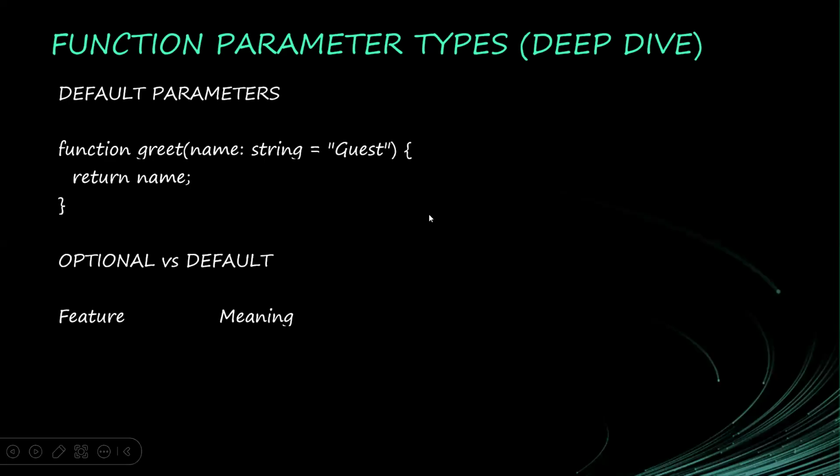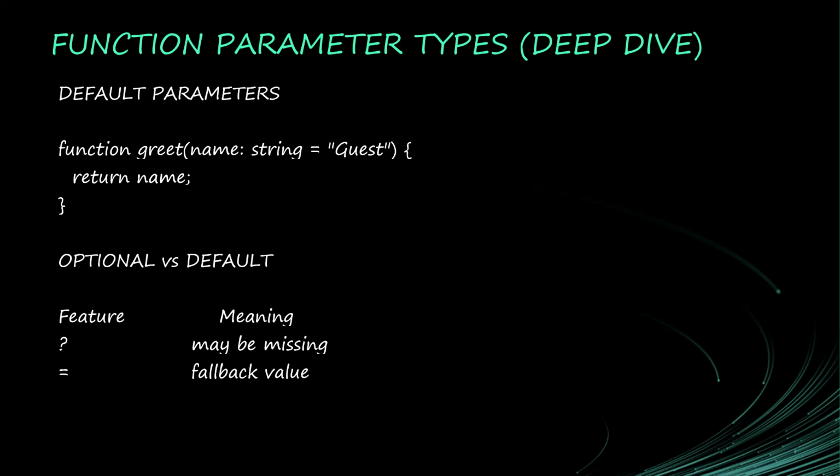So optional versus default. With the question mark, it means that the value may be missing. But when you have an optional parameter in your function, write your code in order to accommodate that in case it is missing. The fallback, the equal to, like the default parameter, the one we have here, is a fallback value. In case we do not provide it, this is the fallback value. Okay. If you take a look, this is more of optional. Even the default value is more of optional.